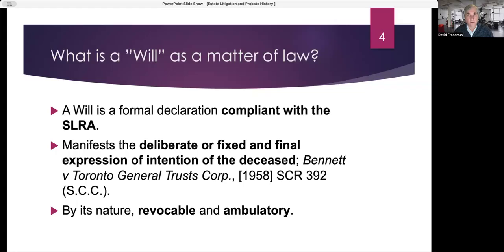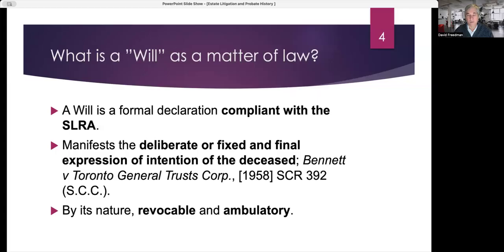A will is not that. A will is a document that sets out what a person, a testator, intends with respect to their property after their death. It can also do other things, like appoint temporary guardians for children. But on the whole, we're talking about the transmission of legal and equitable interests from the estate to one or more beneficiaries. A will, to be valid, has to be compliant with formalities.